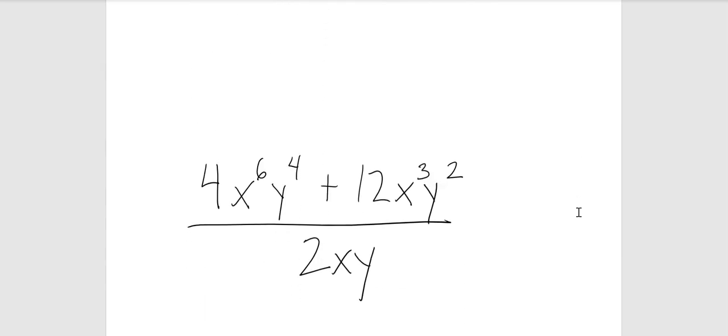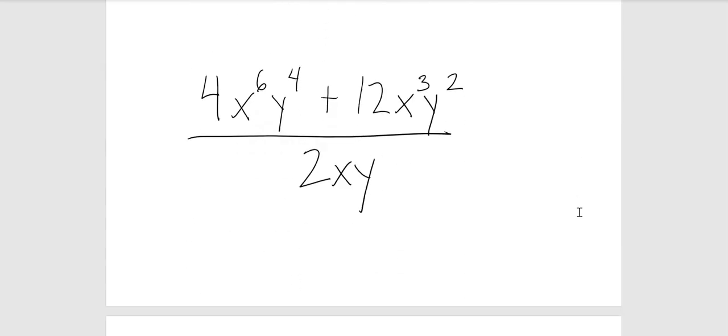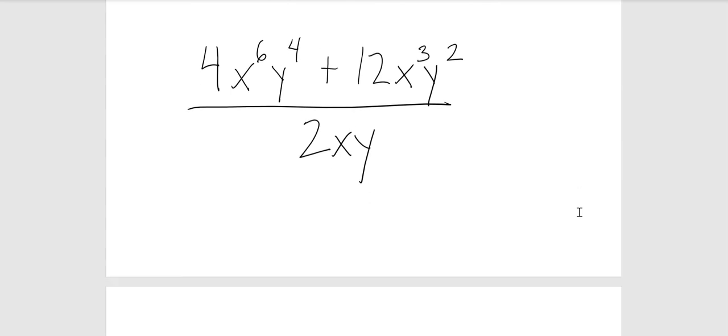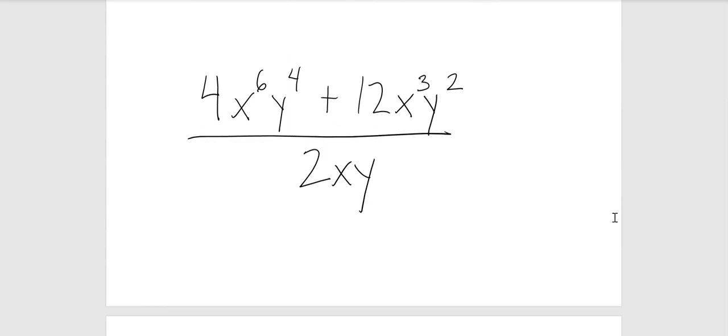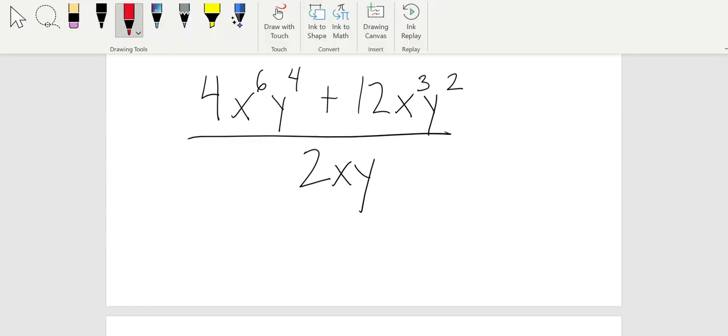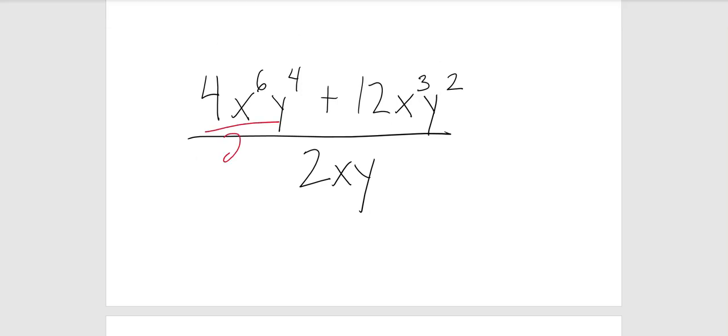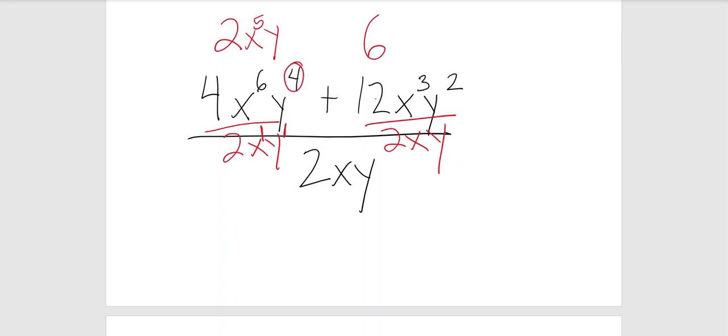So we can also apply that when we have multiple variables by following the rule, as long as they have the same base, keep the base, subtract the exponent. So just knowing that I divide both terms by 2xy, both terms get divided by 2xy. 4 divided by 2 is 2. 12 divided by 2 is 6. Now for the exponents, keep the base, subtract the exponents. So the x is going to be 6 minus 1, which is 5. And the y is going to be 4 minus 1, which is 3.